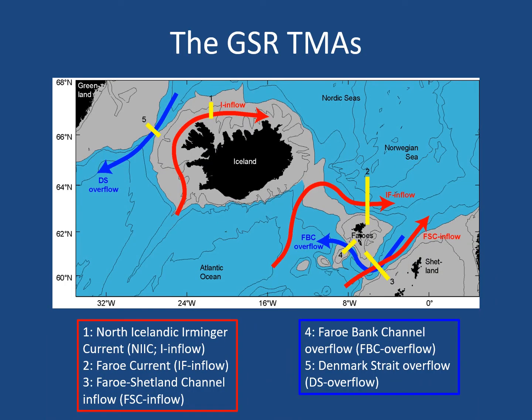If we take a closer look at the Greenland-Scotland Ridge TMA on this web page, we see that it consists of 5 smaller TMAs. There are 3 inflow arrays: the Iceland inflow north of Iceland, the Iceland-Faroe inflow between Iceland and Faroes, and the Faroe-Shetland inflow running through the Faroe-Shetland Channel. And these are the Atlantic water inflows indicated by the red arrows. And then there are 2 overflow outflows: the Faroe Bank Channel overflow and the Denmark Strait overflow, indicated by the blue arrows.